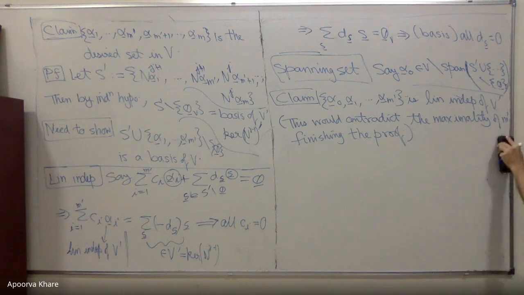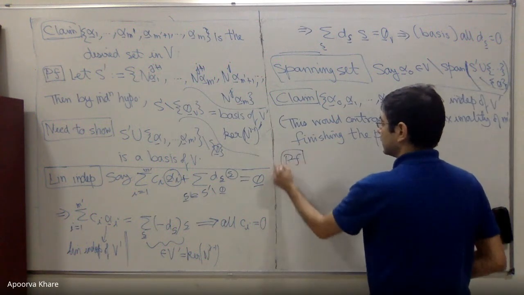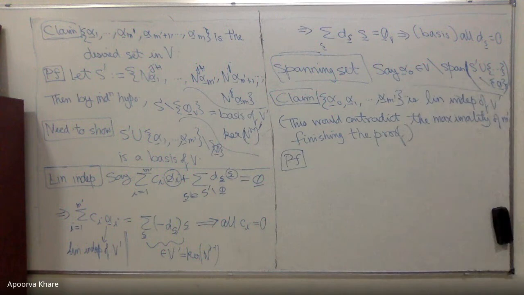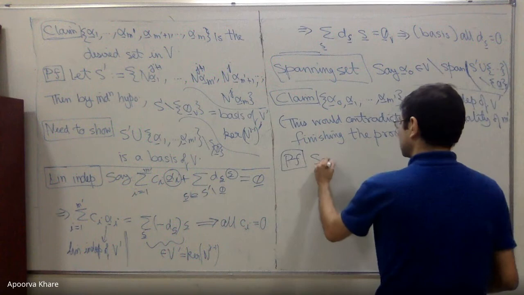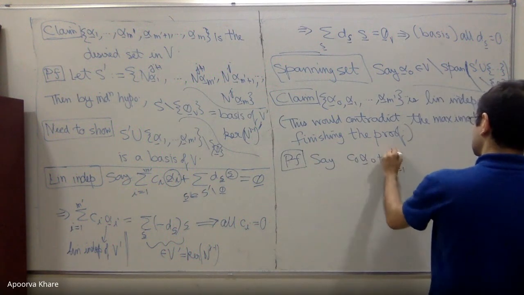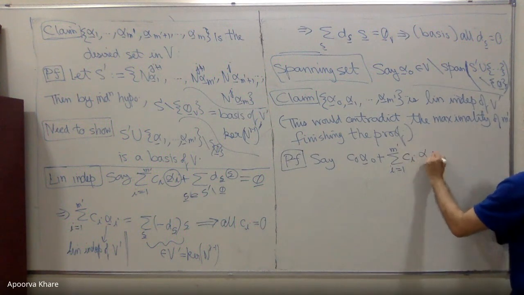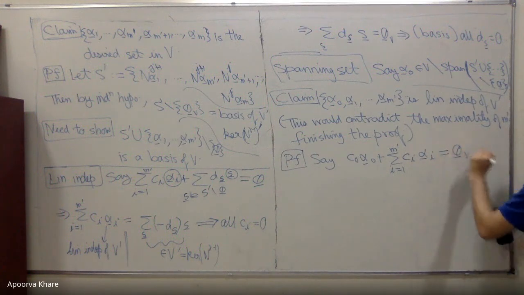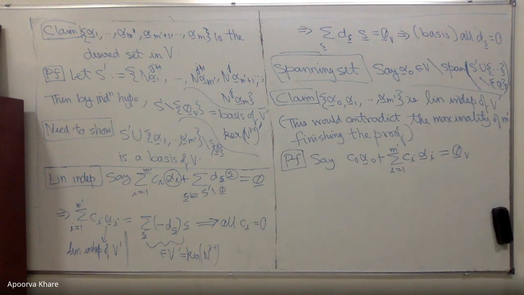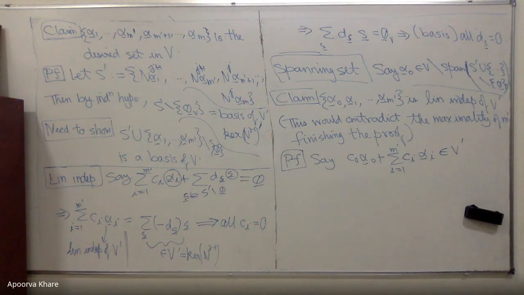So how do you show this is linearly independent? So, proof of the theorem. And that is the final part of this theorem and hence of the Jordan Canonical Form theorem. Okay, so say C naught alpha naught. I could have written this as i equals 0 to m prime, but I want to keep them separate. Suppose the linear combination is in V prime. You want to show that all the Ci are in fact 0, including C naught.